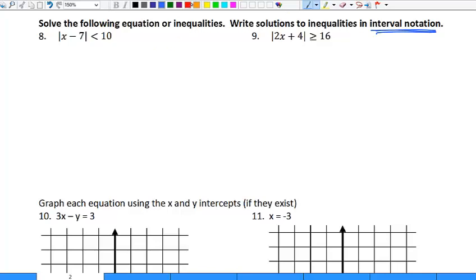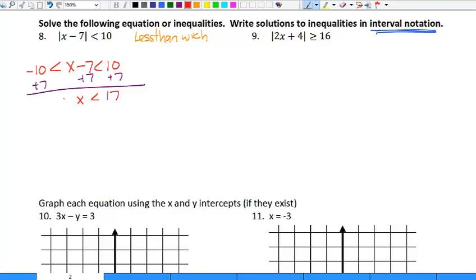So the first one is a less than problem, because I have a less than symbol. So because it's a less than, I'm going to take x minus 7 and sandwich it between negative 10 and 10. At this point, I need to solve for x. So I'm going to add 7 to all three sides of the inequality, leaving the x in the middle. I'll have a positive 17 on the right side and a negative 3 on the left.